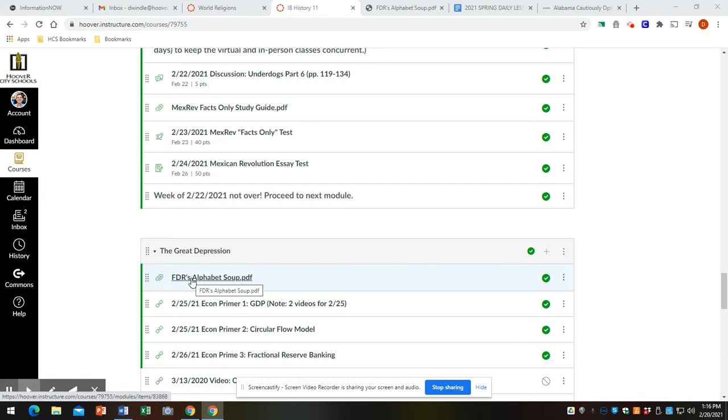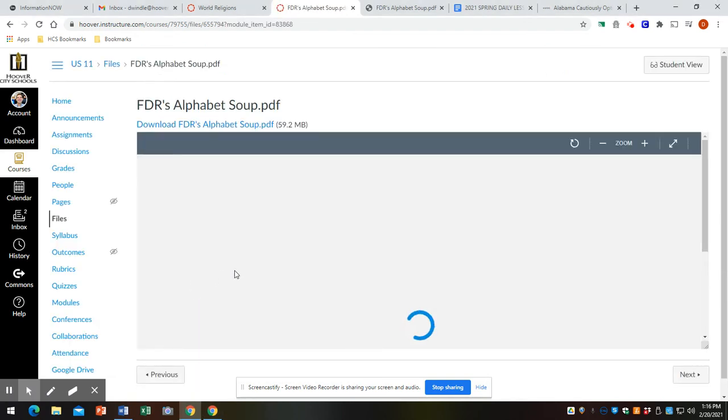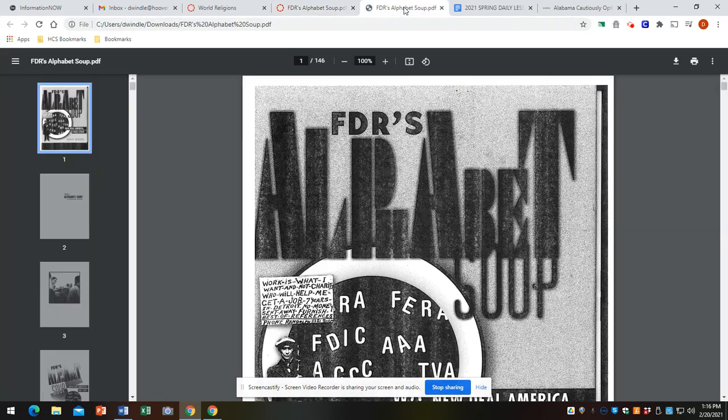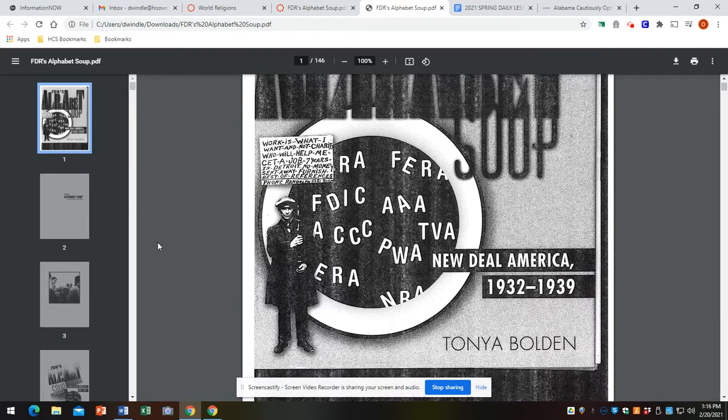You don't have to buy it. It's a PDF, and unlike the previous books, I actually just included one big giant PDF here. And it looks like this. It's called FDR's Alphabet Soup. It's much harder to read here because it's so big and it's taking a while. So I've already downloaded it. You might want to download it. This is what it looks like.